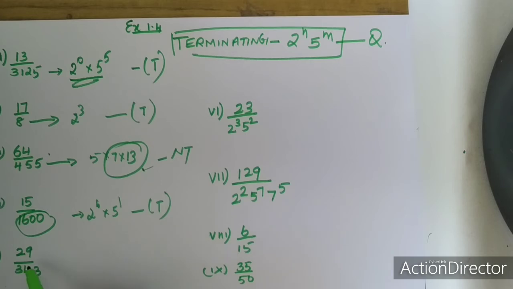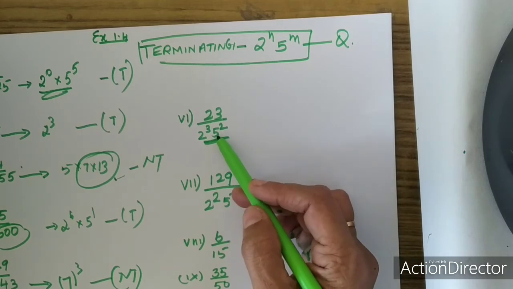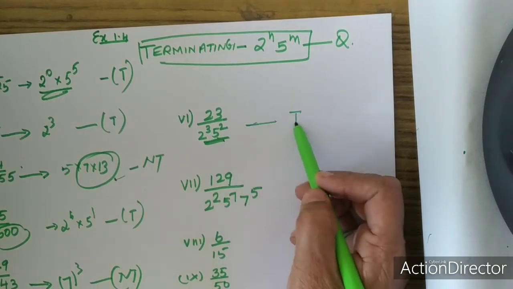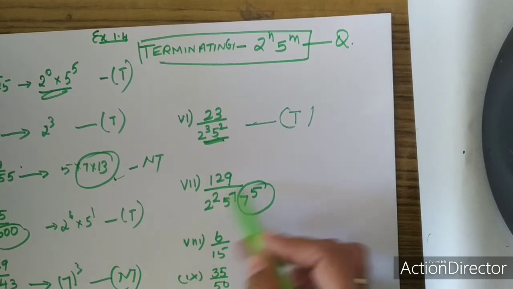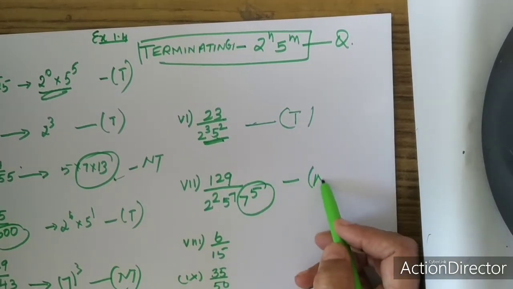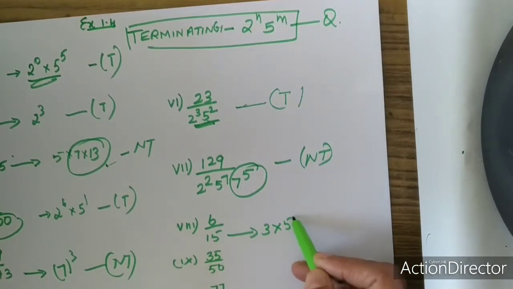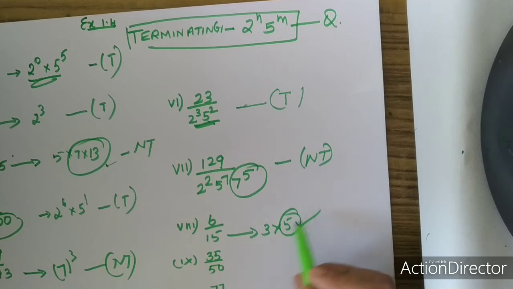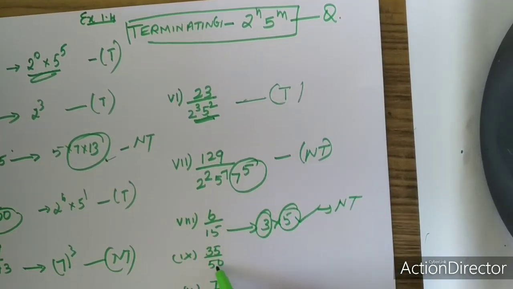Next, 343. 343 is nothing but 7 power 3. So it is also non-terminating. We are having other than 2 and 5. Next is, it is already given in the powers of 2 and 5. So it is terminating. Next one is also given in the powers of 2, 5 and 7. But 7 is there. So it is non-terminating. Next one, 15. 15 can be written as 3 into 5. Here 5 is okay, but we should not have 3. So it is non-terminating.